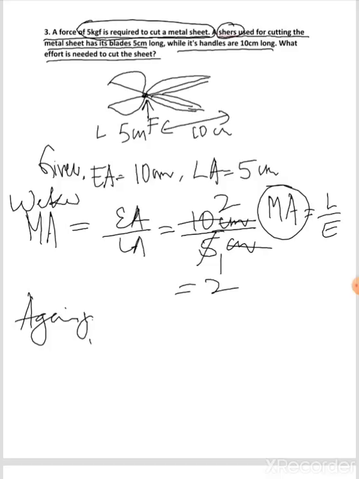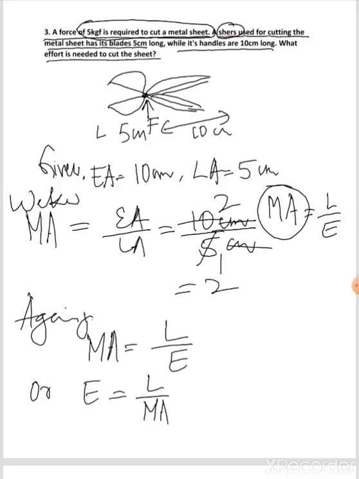Again, mechanical advantage is load by effort, another relation, isn't it? So if I make the effort the subject, I'll get load by mechanical advantage. That gives the effort as 5, as per the question, divided by the mechanical advantage, 2. So 5 by 2 is 2.5 kgf. That will be the unit. So write the statement here.